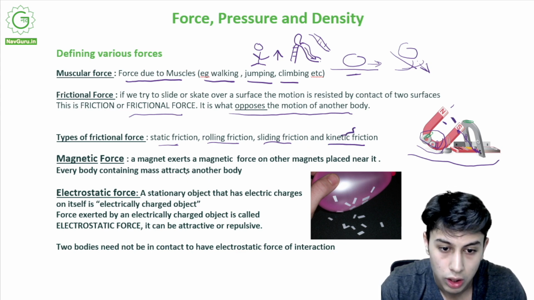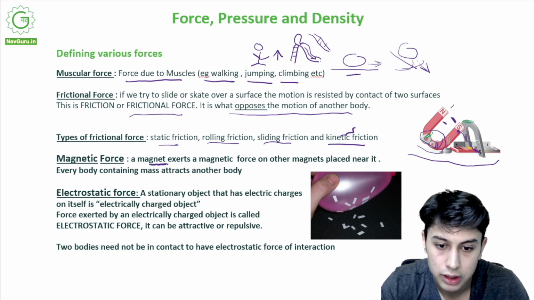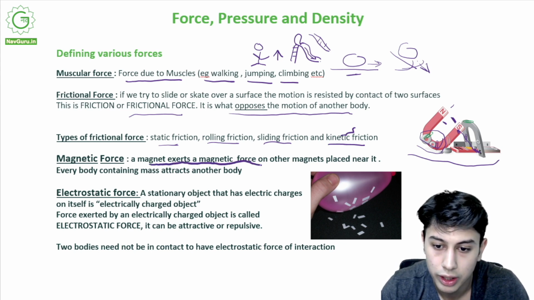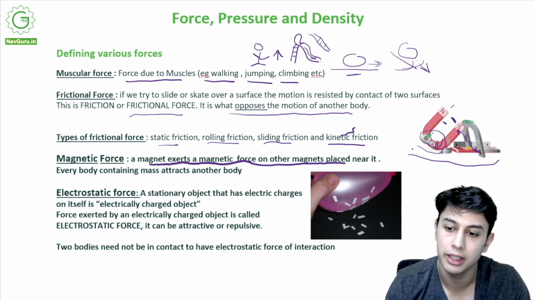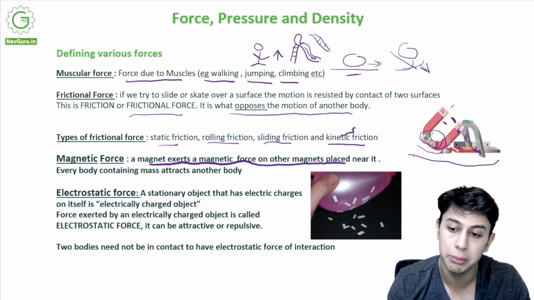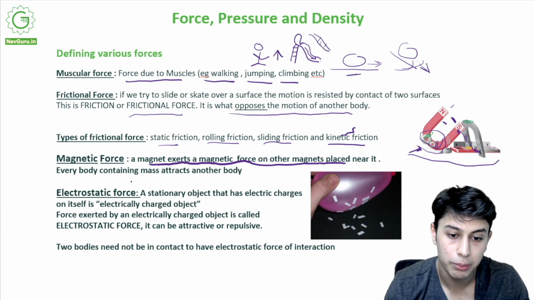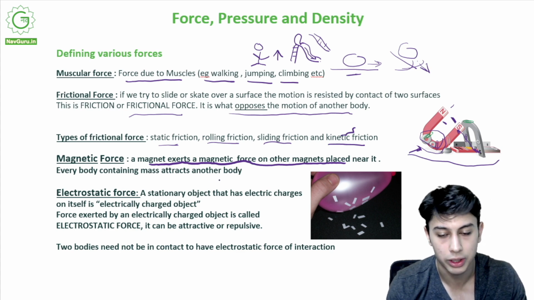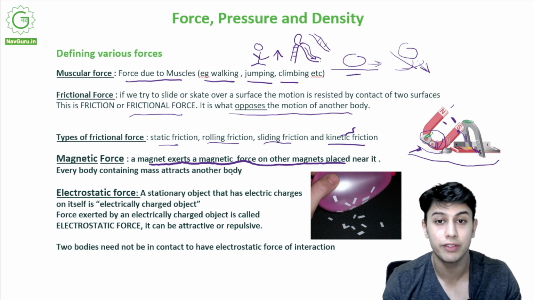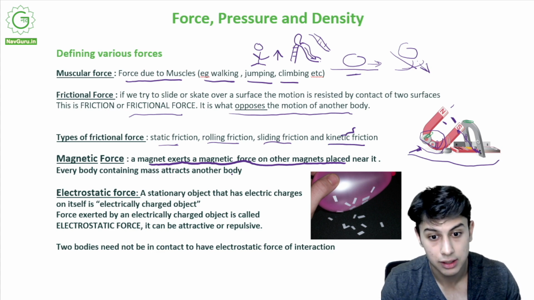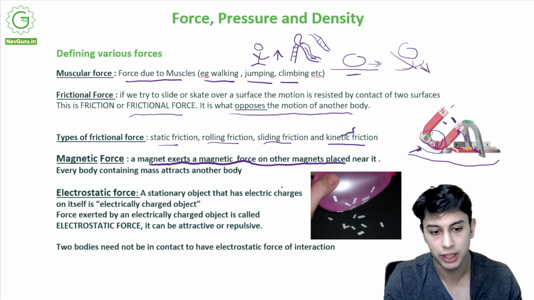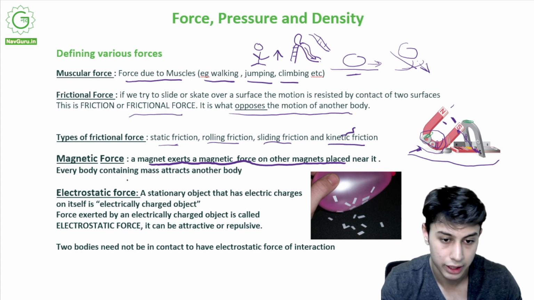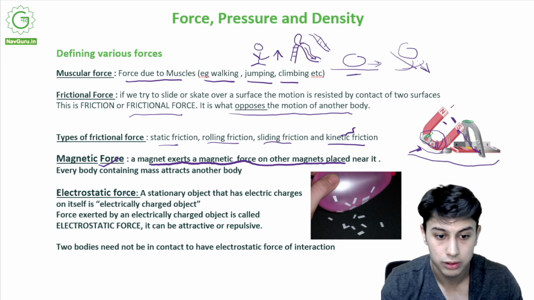So a magnet exerts a magnetic force on other magnets placed near it. If I put any iron or anything metal, any magnetic thing near this magnet, it will attract. Every body containing mass attracts another body. This is the law of the universe. Every body that has mass will attract something of lesser mass, or it will have a more attractive pull. That is magnetic force.